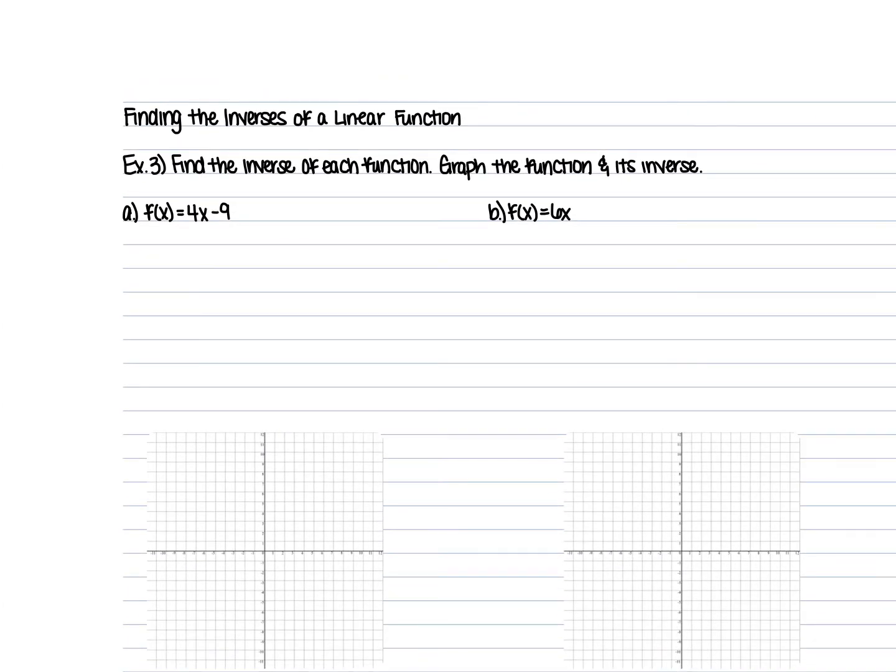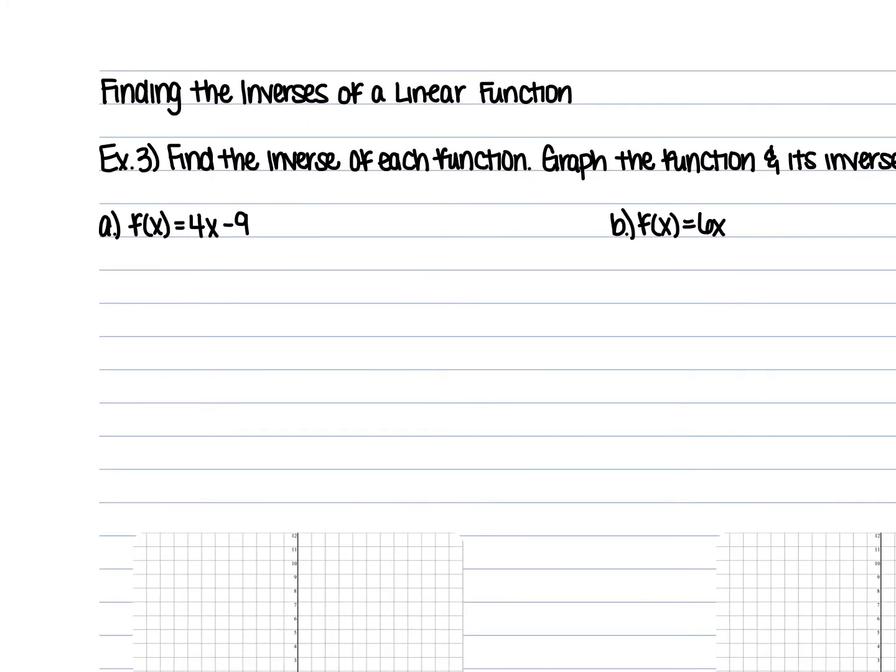So if we look at some examples, we're not going to be graphing these, but we are going to find the inverse of each. So, for example, 3, we have f of x for a. We have f of x is equal to 4x minus 9. First step, change f of x to be y. So this gets rewritten as y is equal to 4x minus 9. Next step, change x and y, so switch them. So you're going to have x is equal to 4y minus 9. From here, solve for y.